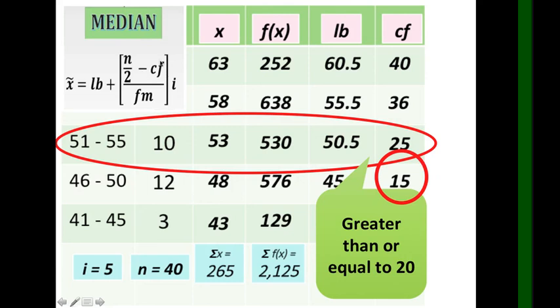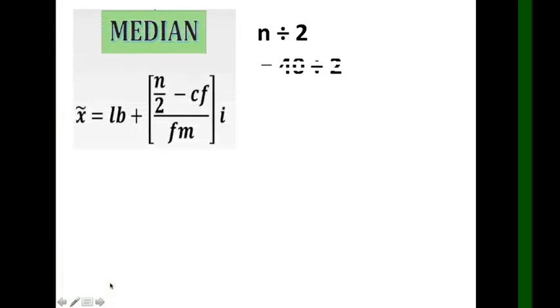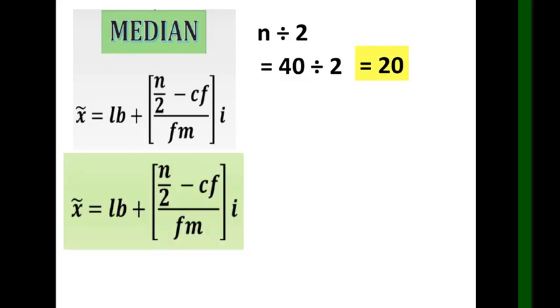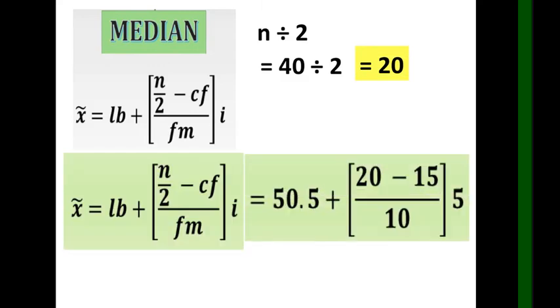Minus CF. What is CF now? The CF is yung lower sa kanya. Lagi yon, lower. Okay? And then, that's 15. So, what is the frequency of the median class? That's 10. That's under the frequency. Okay? And then, what's the i? That's 5. So, kompleto na ang given natin. So, we can now solve the problem. So, that's 50.5 plus 20 minus 15 over 10 times 5.